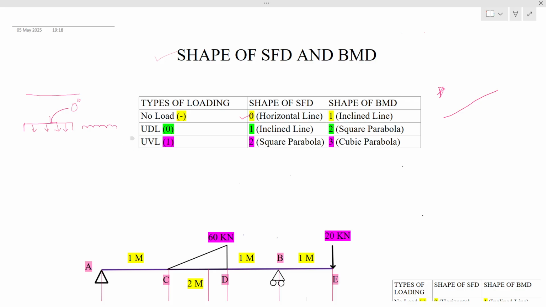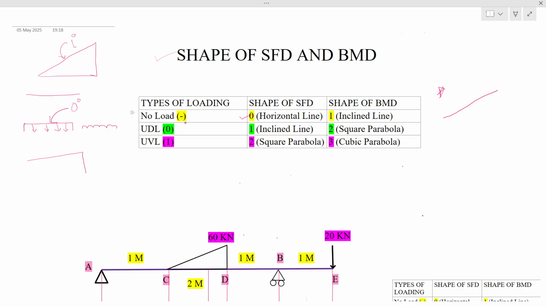Now the third load case is UVL. We know that we show the UVL like this. So this is a 1 degree line, an inclined line. The shape of SFD will be a 2 degree line, that is a square parabola, and the shape of BMD will be a 3 degree line, a cubic parabola.